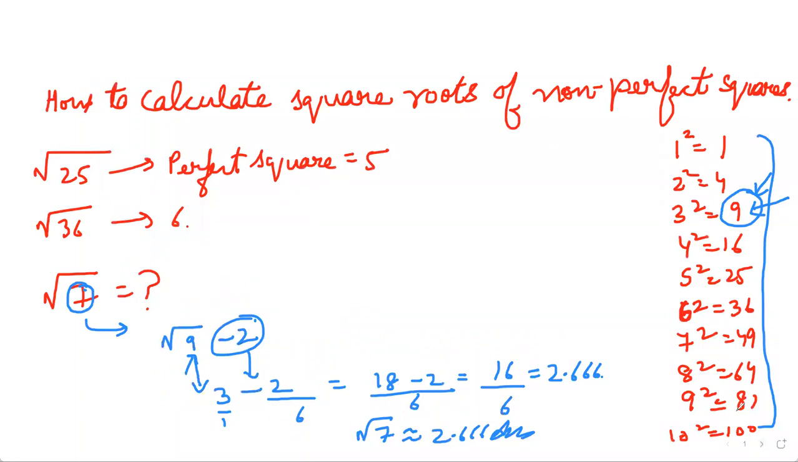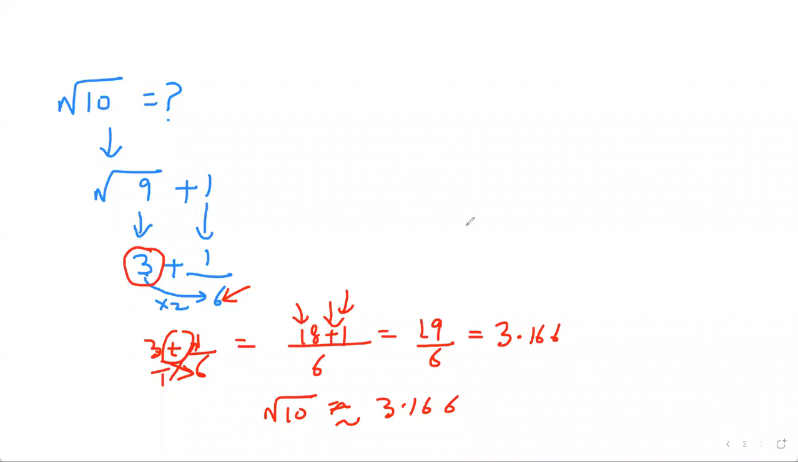Root 7 approximate value. You can write 2.6 or 2.64 or 2.66. Okay, root 7 value. And root 10 value is 3.16, approximately. Let's take one more example. Zishan, I am taking one more example so that it can be convenient for you to understand.